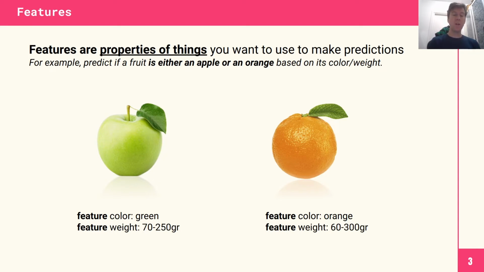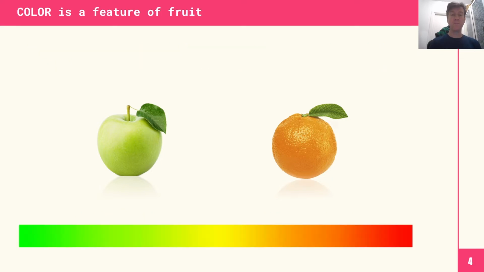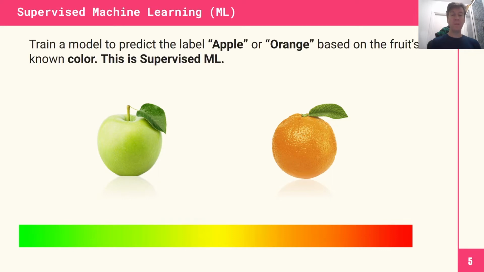If we try color, on the other hand, as a feature of apples and oranges, we can see that the apple is green and the orange is orange. That might be a useful way to differentiate between the two fruits. So the feature is a condensed piece of information that will help us predict, in this case, the class of fruit, so whether it's an apple or an orange. Color is a feature of fruit, and we can see the color spectrum at the bottom of the slide.